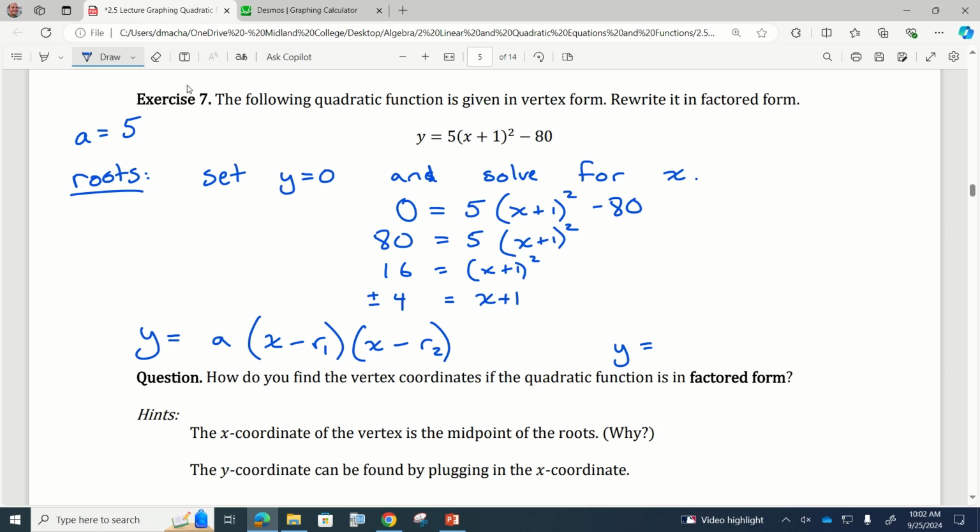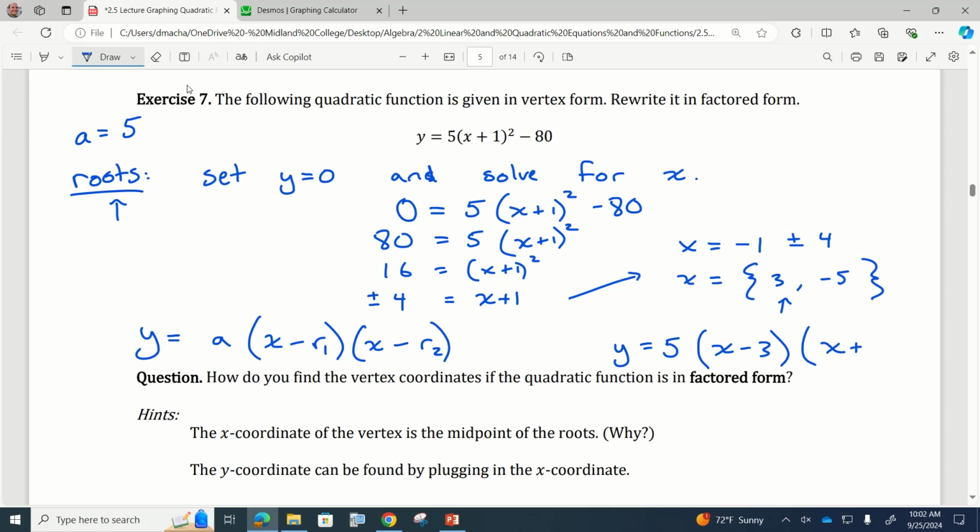The last step to solve for x here, subtract 1 from both sides. Very good. And that gives me two solutions. And those solutions, those are my roots. So I'm ready to write my answer. The answer is 5 times x minus 3 times x plus 5.